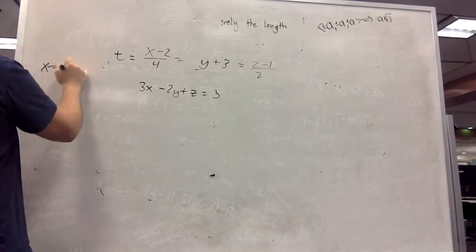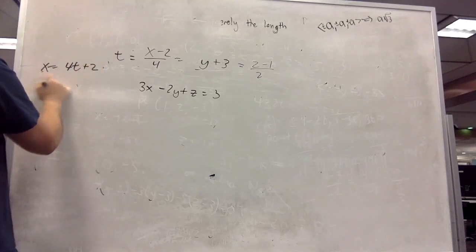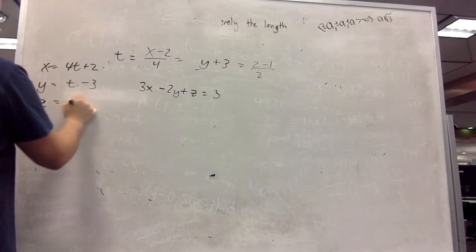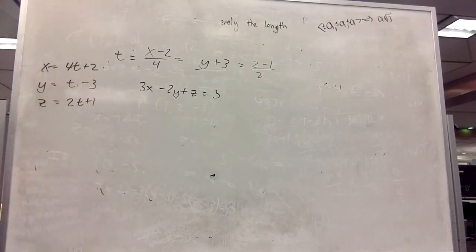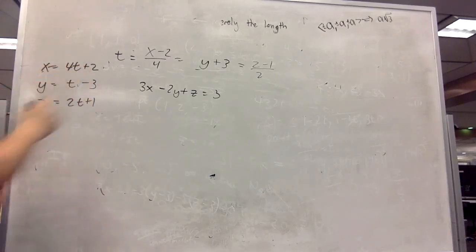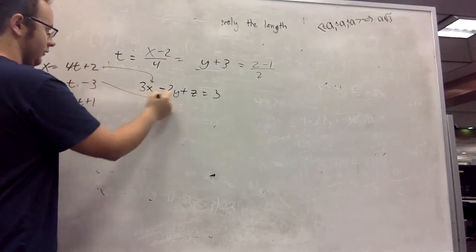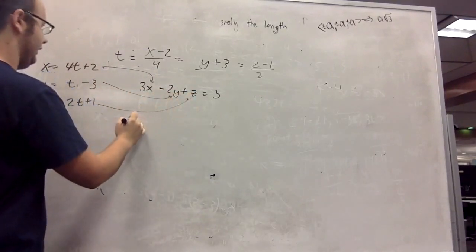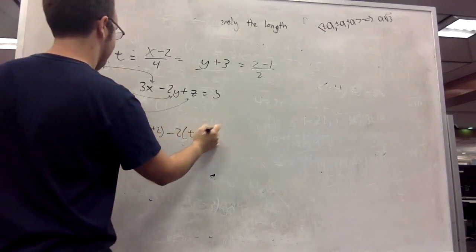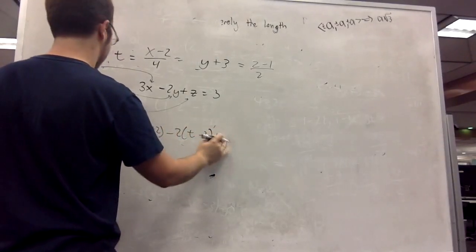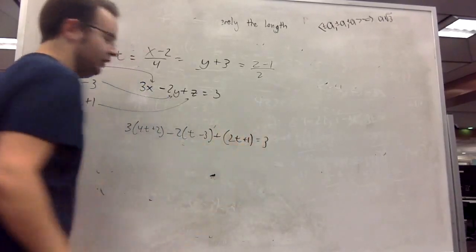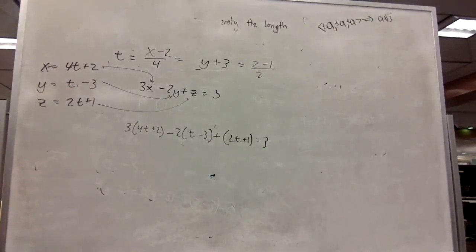x equals 4t plus 2. y equals t minus 3. And z equals 2t plus 1. But now that I have an equation for each x, y, and z, I'm going to plug these into the plane and get 3 times (4t plus 2) minus 2 times (t minus 3) plus (2t plus 1) equals 3. I want to multiply this out and figure out what the value for t is.